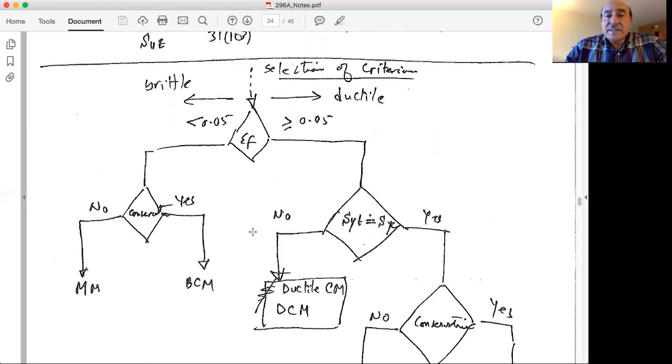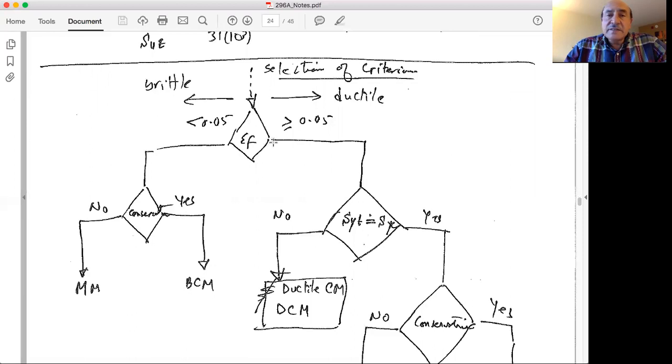So to summarize, a brittle failure is when the ductility of the material is limited, like 5% or less. And in this case, we have to consider either a conservative design or a less conservative design. If it is conservative, then we use the brittle Coulomb-Mohr. If it is less conservative, then we can modify the brittle Coulomb-Mohr by extending the fourth quadrant or the second quadrant to give us a little bit more of a design space.